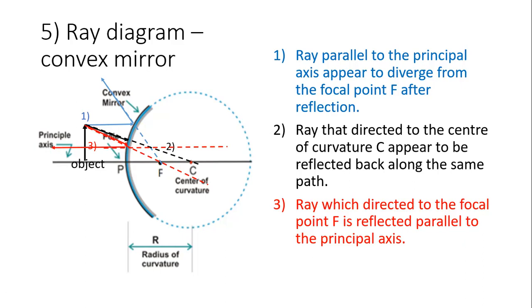Diverge means that instead of converging to the point there, it just goes the other way. That's called diverge.